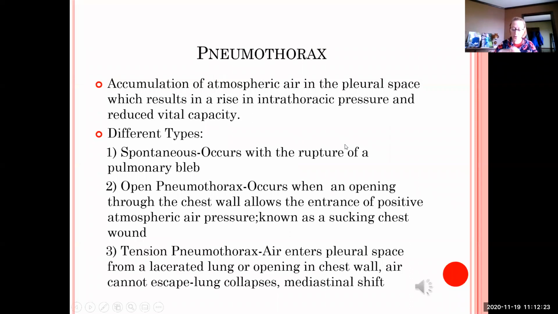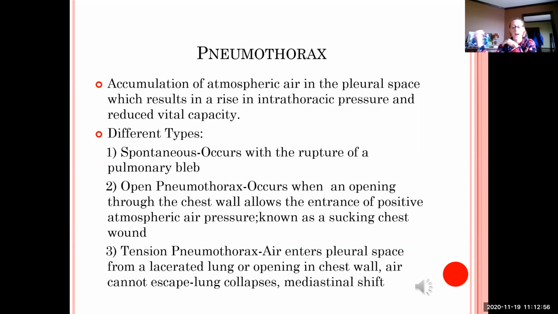Then a pneumothorax. Pneumothorax is the accumulation of atmospheric air in the pleural space, which results in a rise in intrathoracic pressure and reduced vital capacity. There's different types. Spontaneous occurs with the rupture of a pulmonary bleb, so the lung areas can essentially rupture themselves and cause a pneumothorax for air to be in that space. And open pneumothorax, as the name implies, it's open. So there's an opening through the chest wall.